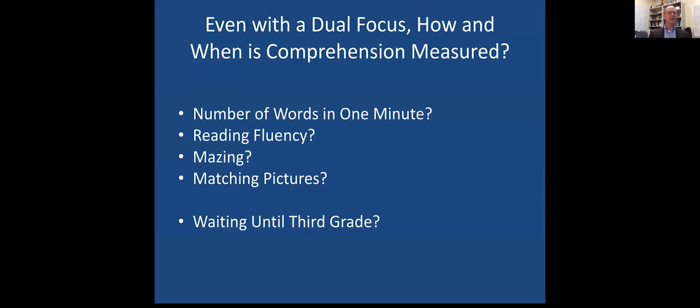So how is it measured right now? Well, we're counting the number of words in a minute that someone tells back to us. We're using reading fluency, mazing, matching pictures. None of them really reflect the construct that we're trying to get at, which is the comprehension of academic language. We also have this little process in place where we typically wait until students can read with reasonable fluency before we really measure their comprehension.